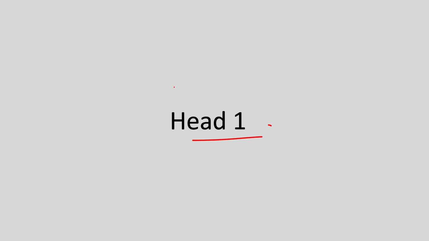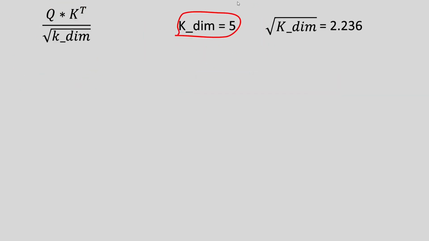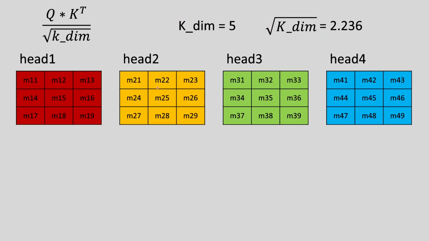So let's go over here. Let's get the k dimension. So now you can see this is 5. Now you have to take the square root of that. Square root of 5 is 2.236. So obviously we have symbols over here. You can see this is for the first head, this is for the second head, this is for the third head, this is for the fourth head. We have to divide. These are all the values for q into k transpose. These are the final results coming out of it.